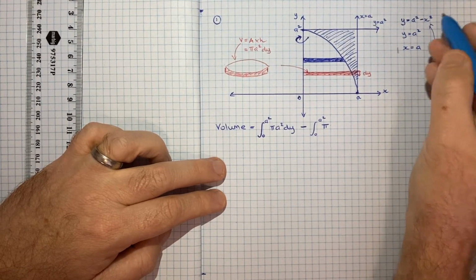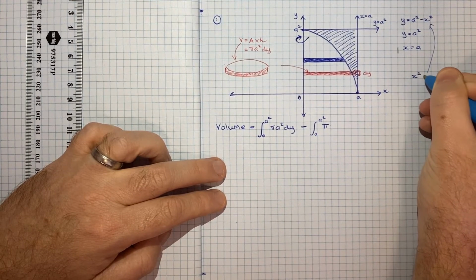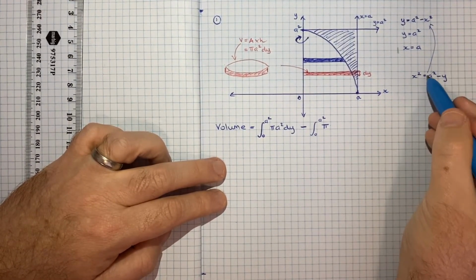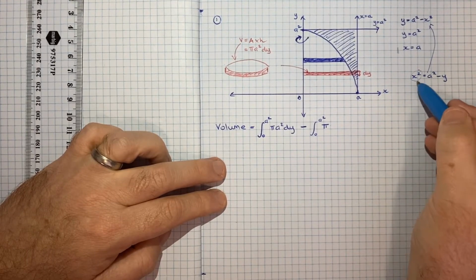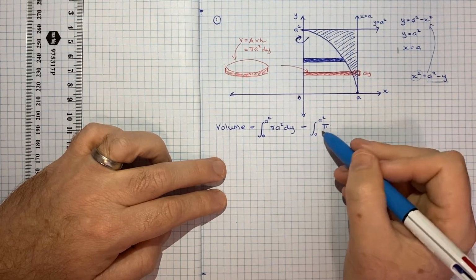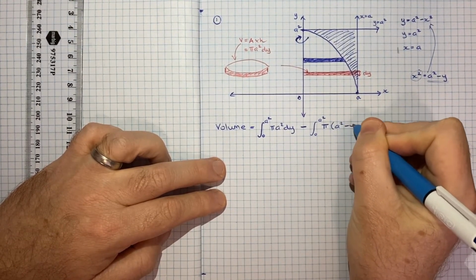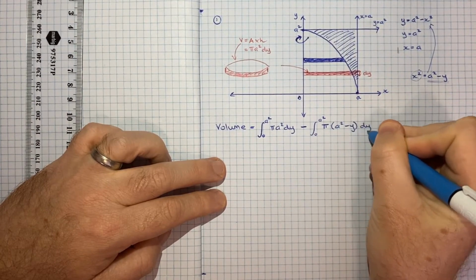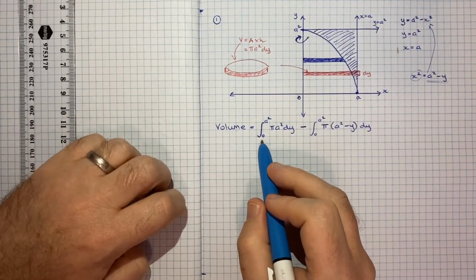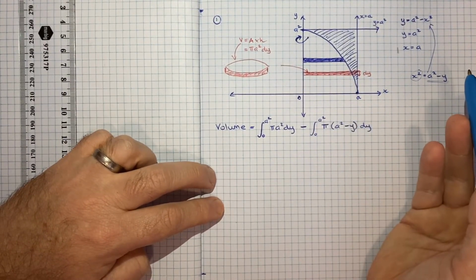If I bring the x squared and y over, we'd get x squared equals a squared minus y. And so we want to substitute this x squared in, but do it in terms of y so that we can integrate with respect to y. So this would be a squared minus y, and then dy for the height. So that's the basic setup of using this technique to find the volume.